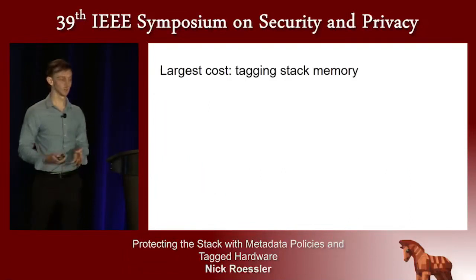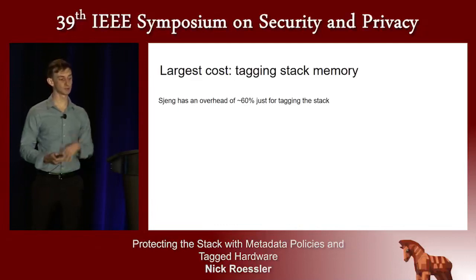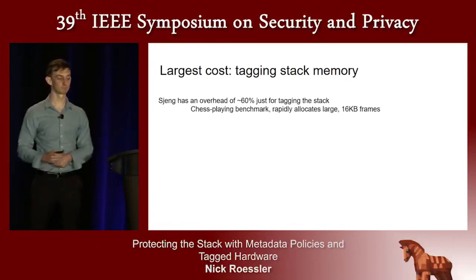Okay, so the largest cost we noted was tagging stack memory. The worst offender was strang. There's a large 60% overhead just for keeping its stack memory tagged. So what's going on here? Strang is a chess playing benchmark. It rapidly allocates large 16 kilobyte frames.